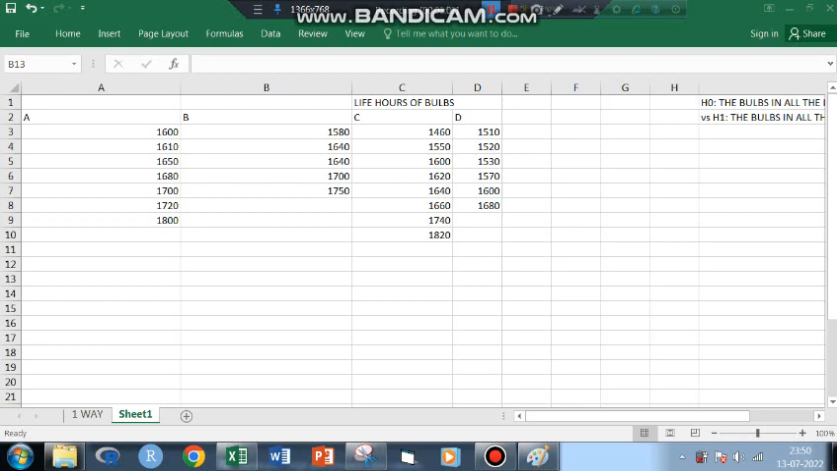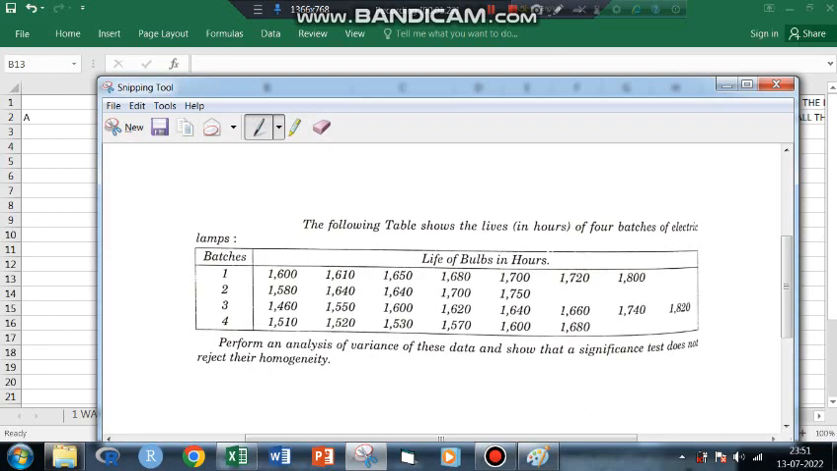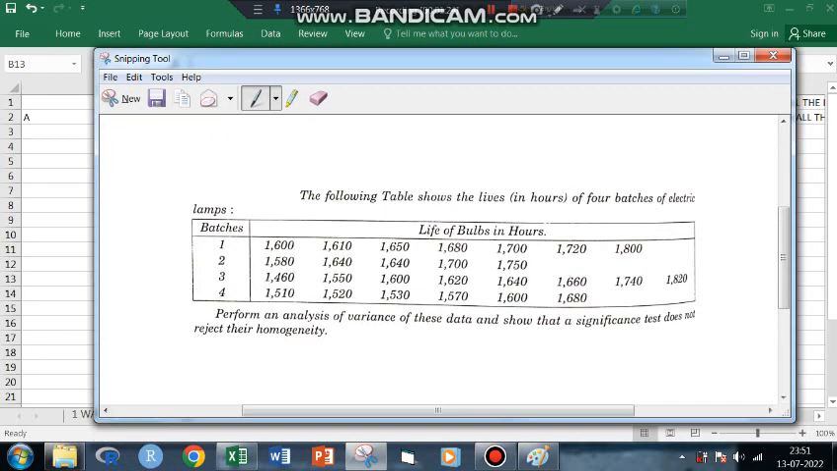Now for a one-way ANOVA, the variation for the experimental units is generally achieved in terms of a single factor. The variation is generally caused by a single factor. For example, here we have taken this problem. We are given that the following table shows the lives in hours of 4 batches of electric lamps.